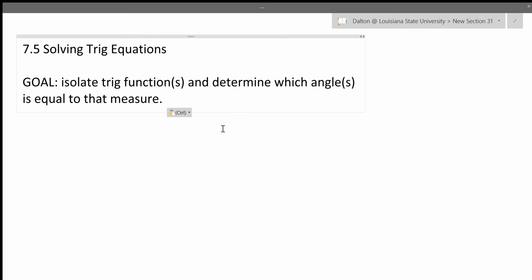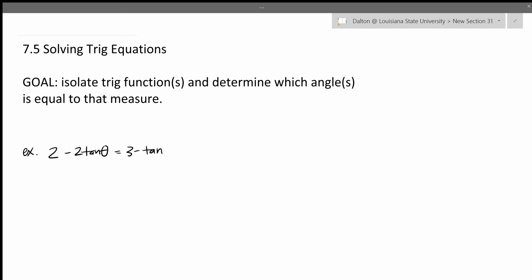I'm really going to do more examples with you than we are going to discuss the ins and outs of it, because the reality is you've solved many equations before in your math career. We're now just going to do some that have trig values in them as well. Okay, so our first example, I want you to solve 2 minus 2 tangent theta is equal to 3 minus tangent theta.